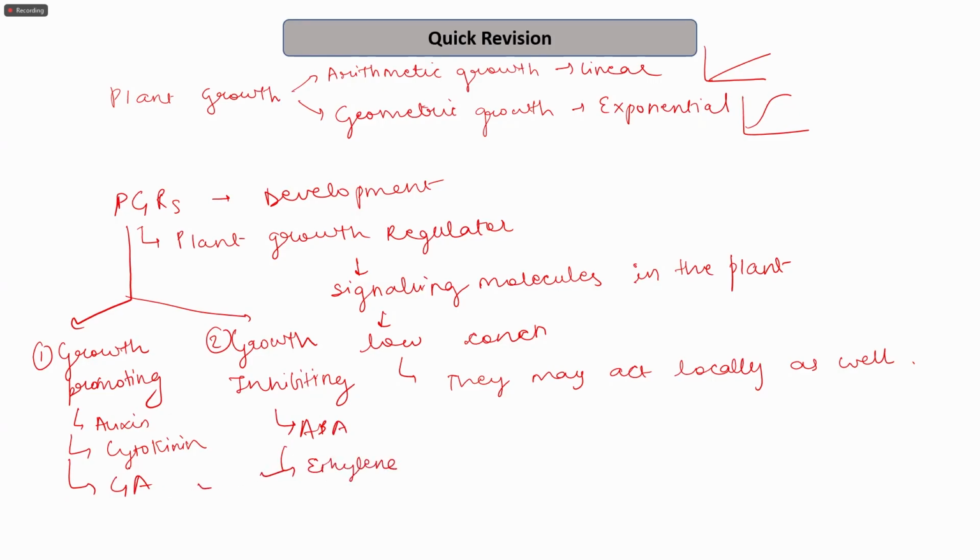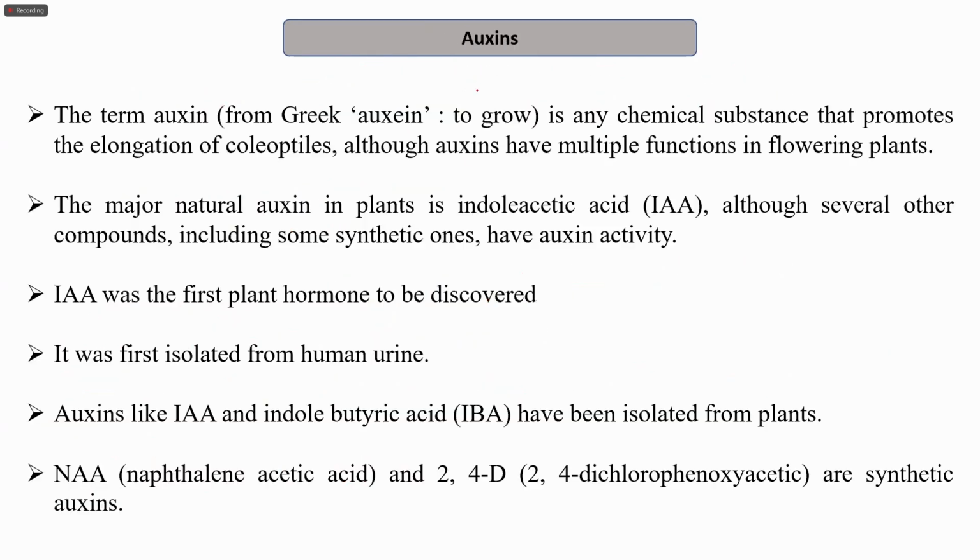categories. Also within these growth promoting and growth inhibiting, there are certain more plant growth regulators which are being identified. So we will learn about the major properties of these 5 plant growth regulators which are mentioned in NCERT, and we will also have a brief discussion on the new plant growth regulators which are identified. So firstly we will start with auxin.